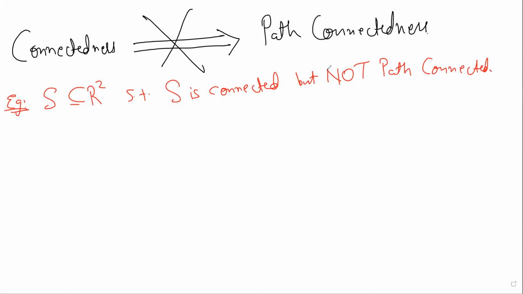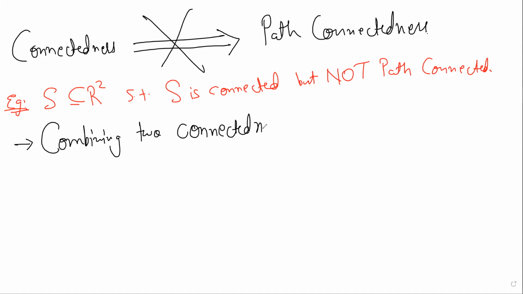So you see, to give this example, we have to know more about connectivity. So let me talk about combining connected sets, combining two connected sets, because unless we know more, it's difficult. Just one minute. I had something in mind which I am forgetting. Okay. Yeah. Combining two connected sets.